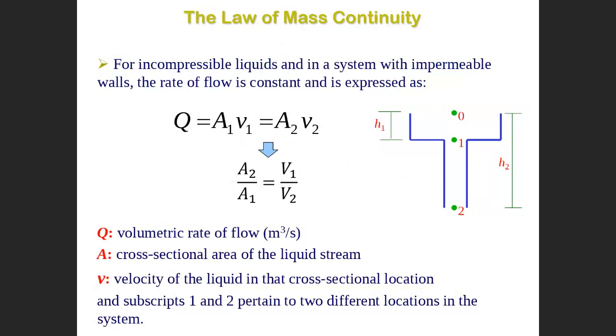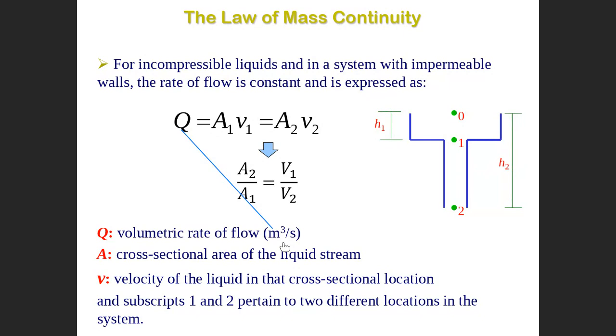Next step, we have what we call the law of mass continuity. The law of mass continuity is the second theorem we use to design the gating system. Q equals AV equals constant. AV means area multiplied by velocity. Then Q is in cubic meters per second. Q is what we call the flow rate.